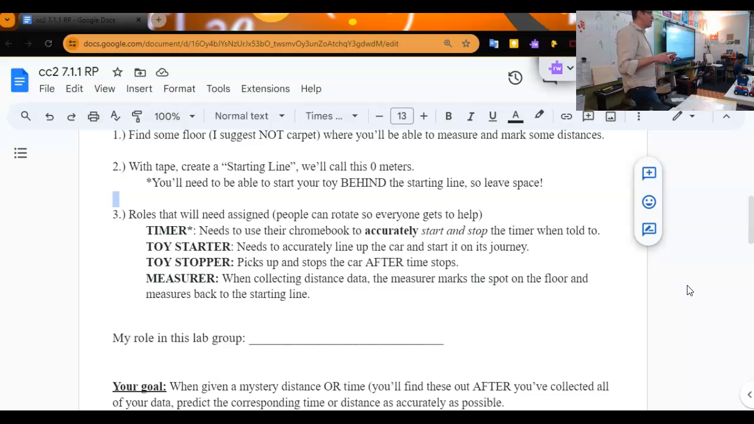So if your group doesn't have four, you might need to figure out somebody to do two of those jobs, which is okay. If you've got four different jobs that need to happen, before you head to the family room, I would figure out who's going to be what role. Who needs their Chromebook? Only one of you needs a Chromebook. Who needs to grab some stuff from up here? Probably the measurer and the toy starter.